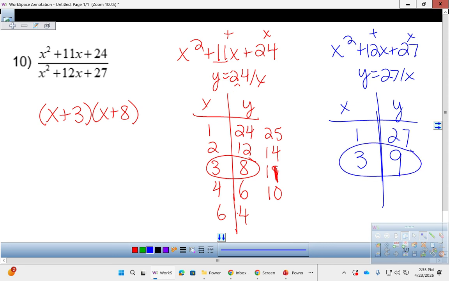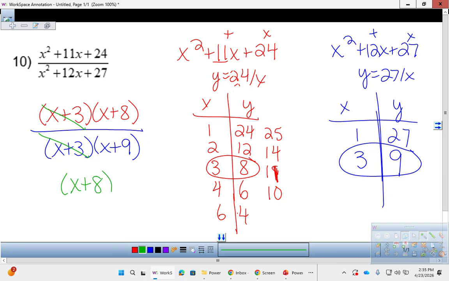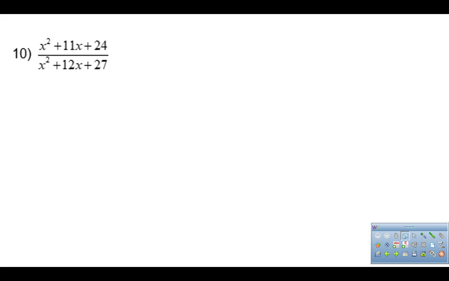So for the bottom, and I'll make sure I put it on the bottom, I have a positive 3 and a positive 9. And what happens here is the x plus 3 and the x plus 3, because they match perfectly, cancel each other out. And then I just write the problem with what's left over. So really all this is just factoring. If anything matches when you factor, you'll just cancel it out.